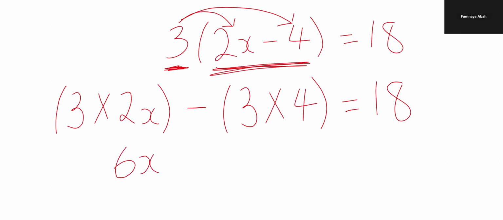And then minus, we have 3 times 4, and 3 times 4 is equal to 12. So 6x minus 12 is equal to 18. And now we have an equation. So this is a linear equation with a variable on one side. So now we can go about solving this as we normally would.